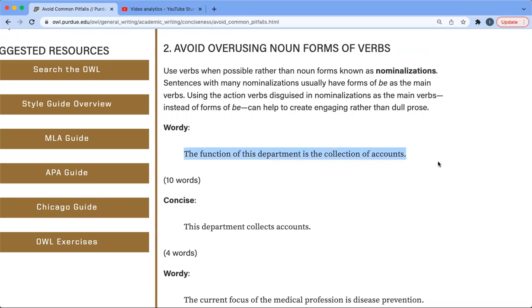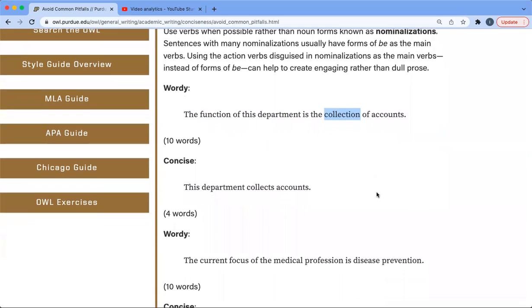For example, if I say the function of this department is the collection of the accounts, I can simply say this department collects accounts. Do I need to say is when I simply can use collect instead of collection? So if you have the option of using the verbs instead, avoid wordy language, avoid unnecessary verb be's, avoid the noun form of the verbs.